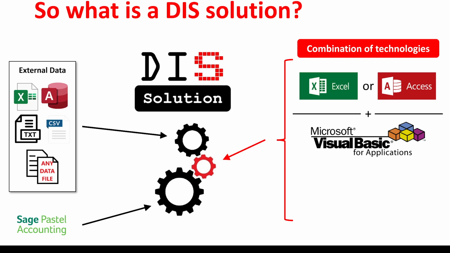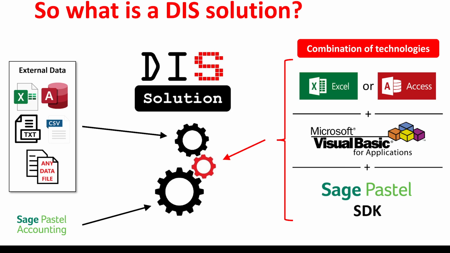The VBA programming further makes use of a Sage Pastel module called the SDK, which means Software Developer Kit. This module was designed by Sage Pastel and allows a programming language such as VBA to pass information directly into Sage Pastel records without having to go through the traditional Sage Pastel capturing screens. The integrity of the Sage Pastel records is ensured by the SDK. This represents the third or lower layer of the DIS solution.